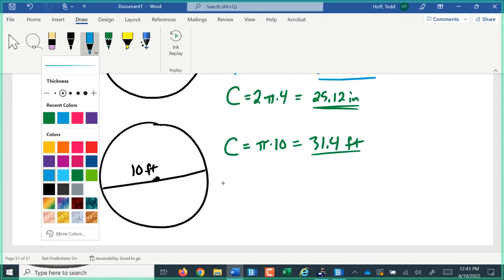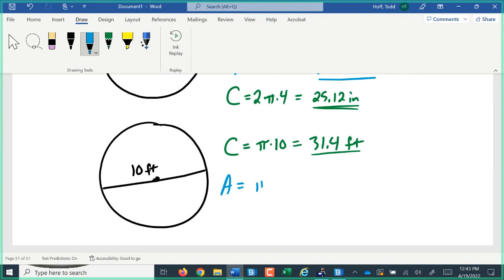What if I want to find the area? Pi times 10 squared, maybe? Diameter is 10 feet, the radius is 5 feet, so pi times 5 squared. 78.5 feet squared. Because isn't the radius just half of the diameter?